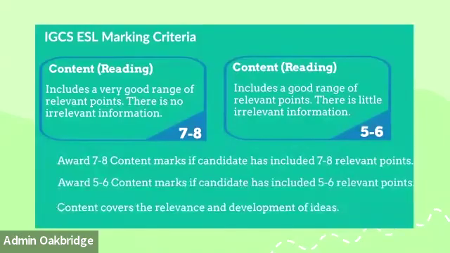So let me explain the marking criteria again. For content points, the highest score is 7 to 8, only if you include a very good range of relevant points. There is no irrelevant information, that means you did not add anything other than what is required. If you include 7 points, then you get 7. If you include 8, you get 8. But if you include 5 or 6, then you'll get 5 or 6, accordingly. So content covers the relevance and development of your ideas.